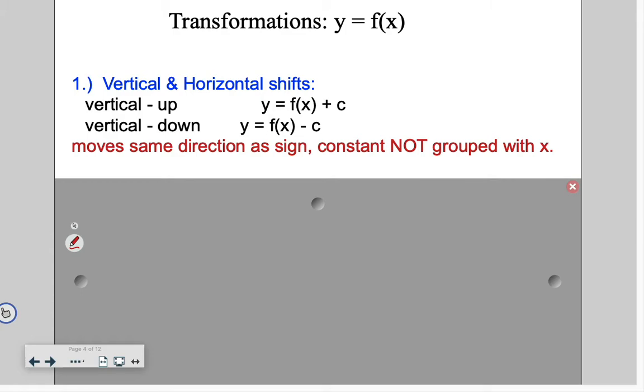So that part is kind of like the k that we were just talking about in the quadratic one. It's the same thing, we just use c. The book uses c. That's why I have c here. That would take my function and move it up or down, however many units you have there. Vertical, you always move the same direction as the sign. So if it's plus 3 here, then it moves up 3. If it's minus 5, then you move down 5.